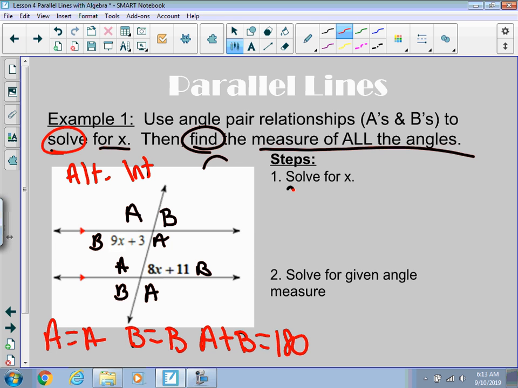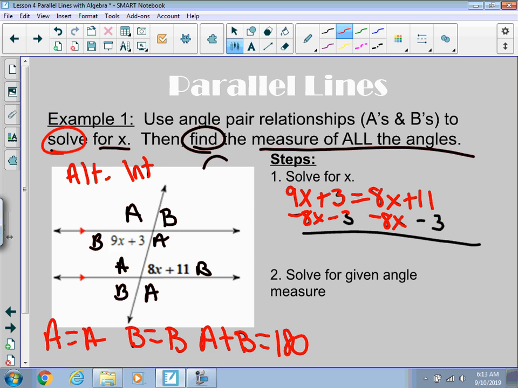We've got 9x plus 3 equals 8x plus 11. Now from here you could type this straight into Desmos and it'll give you an answer for your value of x. I'm going to solve it by hand here. Okay, so subtract 8x from both sides and subtract 3 from both sides. So we get x equals 8. So we've done step one. We found the value of x.